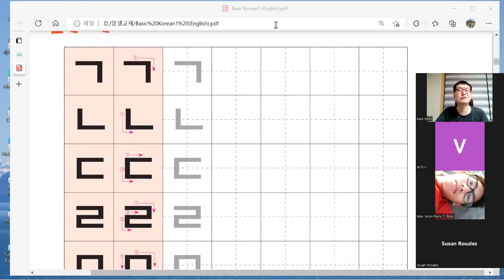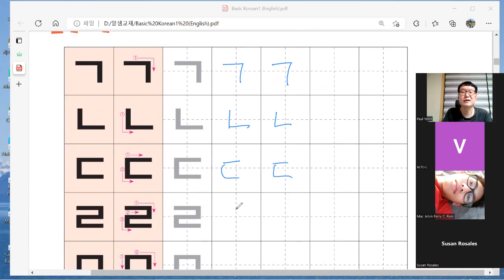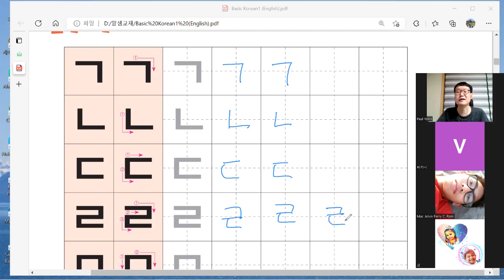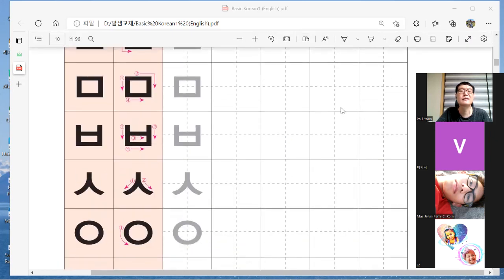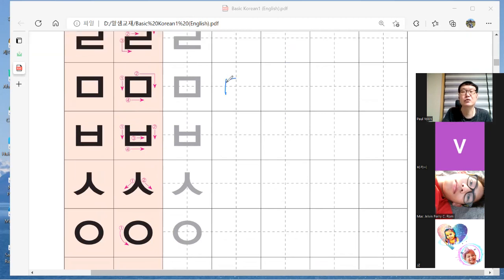Now let's try how to write. Gu. Like this. Right. Nu. Like this. Nu. D, 1, 2. And L, 1, 2, 3, okay. L, right. And M. M, and 1, 2, 3, okay.